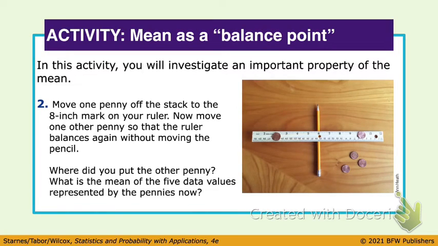Okay, you got, oh, look, yours is perfect. Wow. All right. Where did you have to put that 1 penny in order to balance it when you have 1 at the 8 and the other 3 at the 6? 4. You had to put it at 4, okay? So what is the mean of the 5 numbers now? 6. Still 6, right? So I still have a mean of 6 because that's where my pencil is.